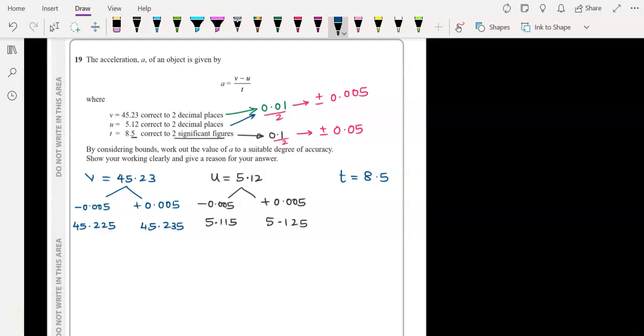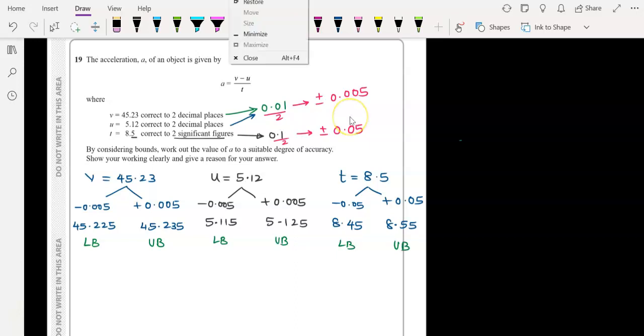this particular number. So you need to add and subtract 0.05. When you add 0.05, you will get 8.55, and when you subtract, you will get 8.45. So now I have the upper bound and lower bound for all three values. Now with all the values, we can find the value of A.